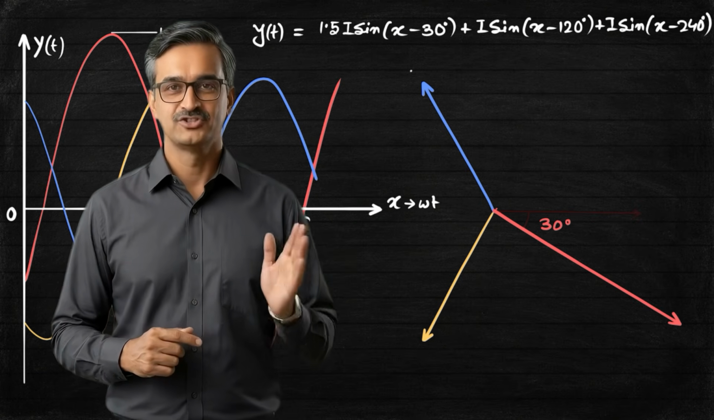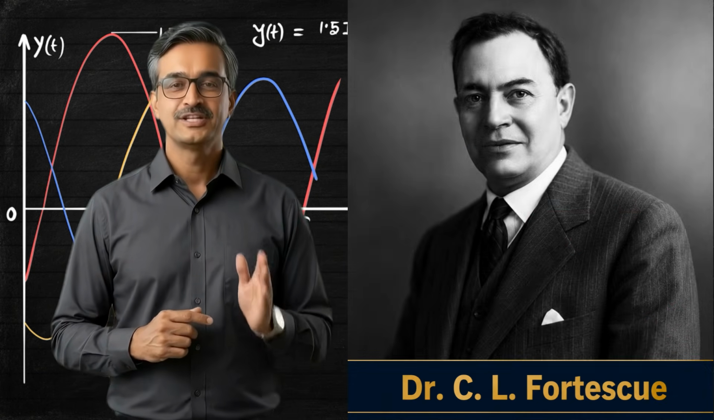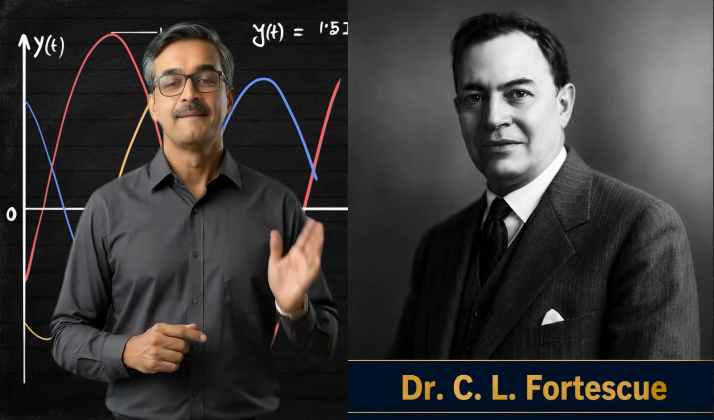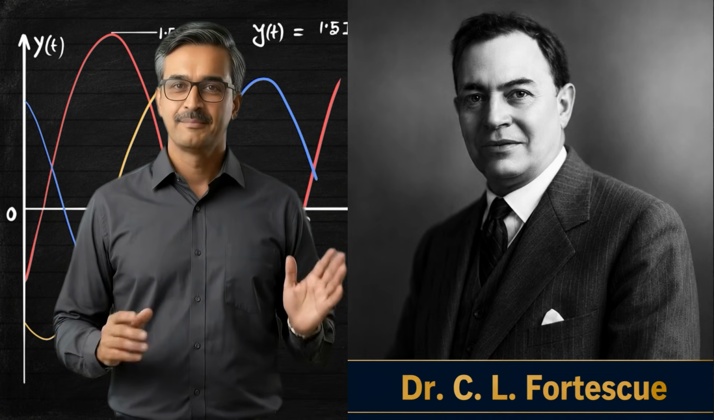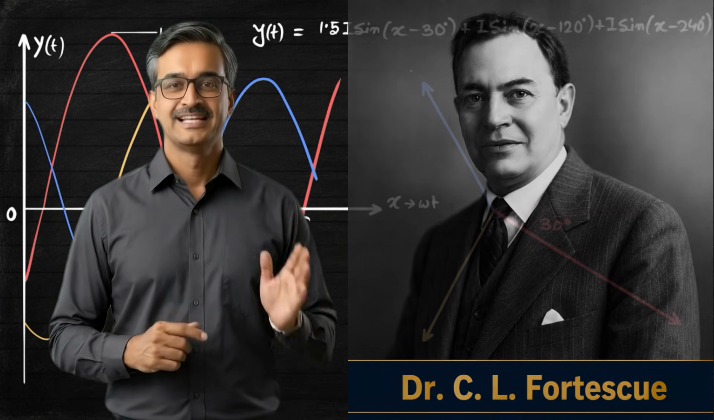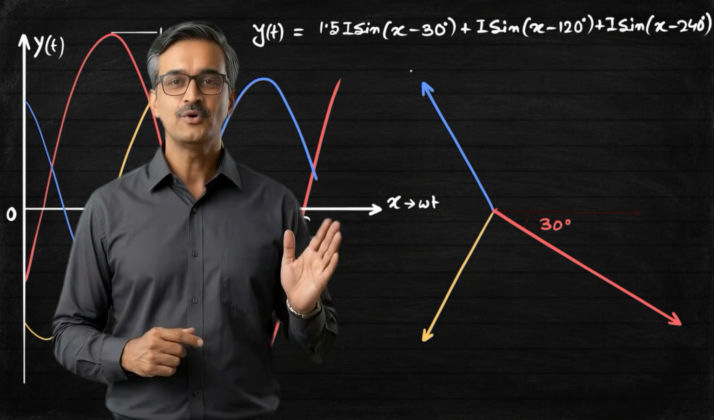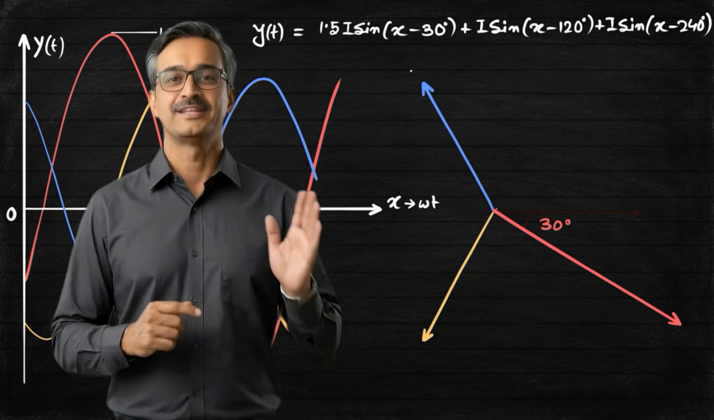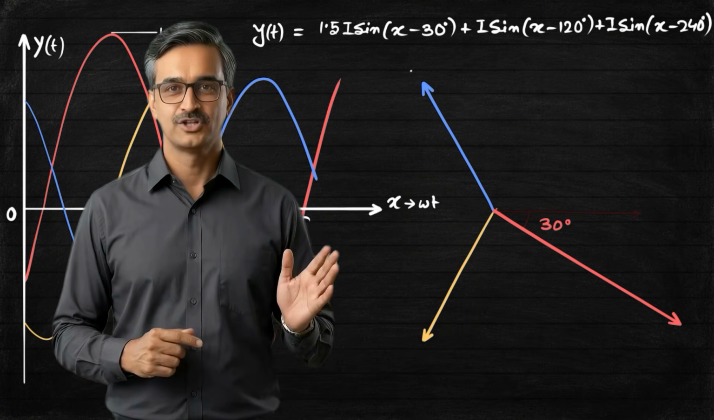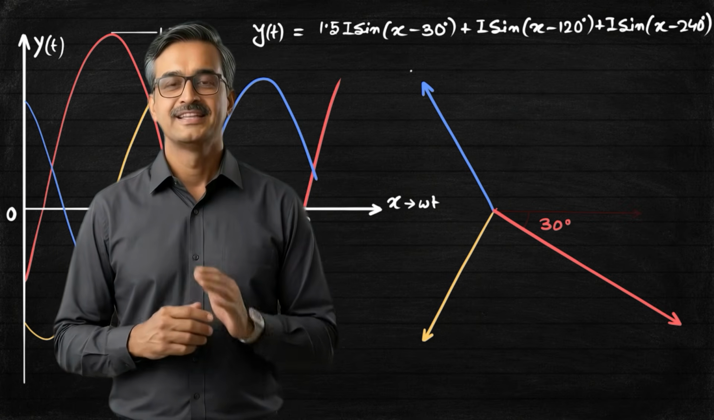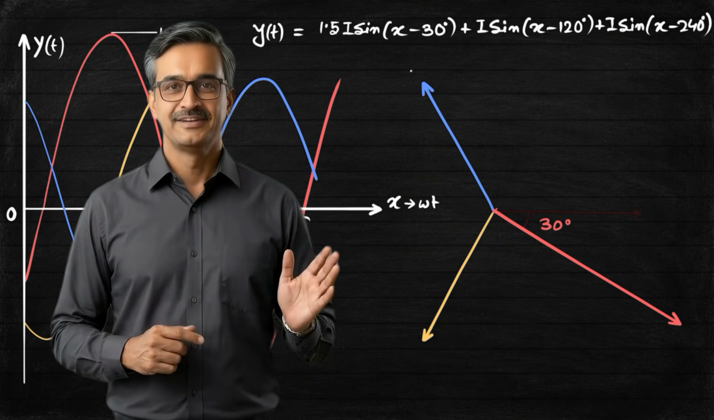This method was introduced by Dr. C. L. Fortescue in 1918. He showed that an asymmetrical set of three phase currents can be represented as the sum of three symmetrical components. The first component is the positive sequence component, which is a balanced set of three currents 120 degrees apart from each other and having the same phase sequence as the original balanced three-phase system.